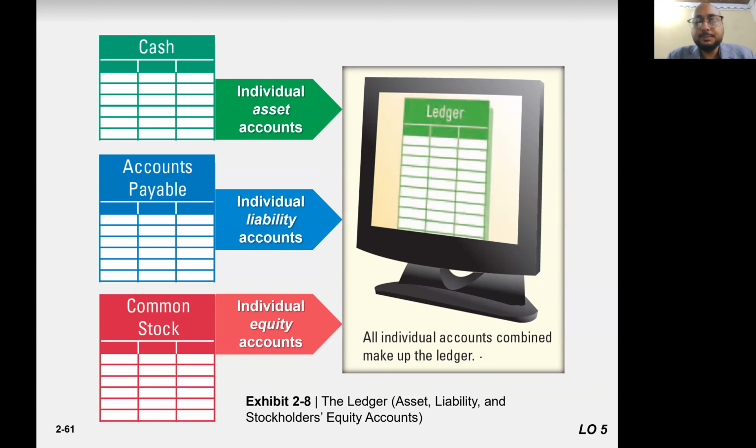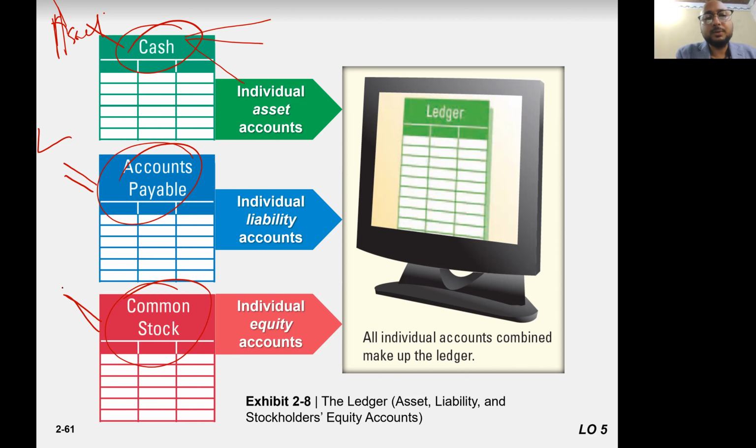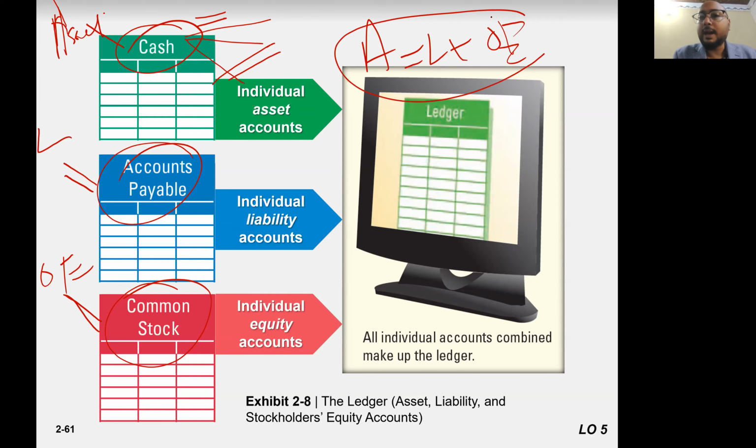So these, cash, accounts payable, common stock, are all called individual accounts, right? Cash belongs to assets. We already talked about that. Accounts payable belongs to liabilities, common stock belongs to owner's equity. And at the end, the asset balance must be equal to liabilities plus owner's equity, so that the balance sheet equation is complete, right?